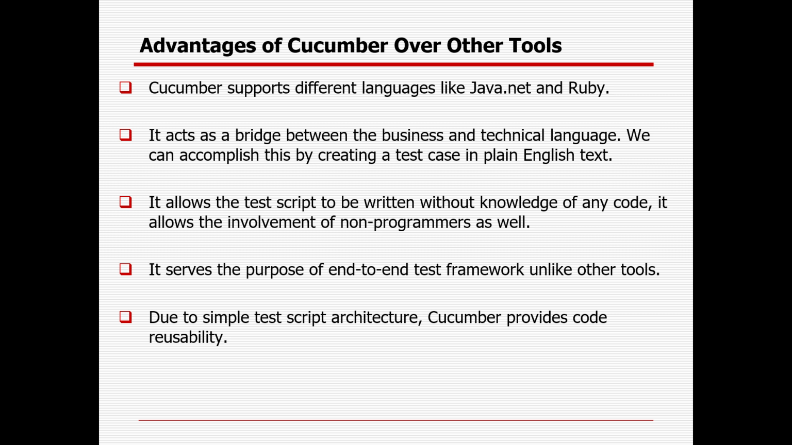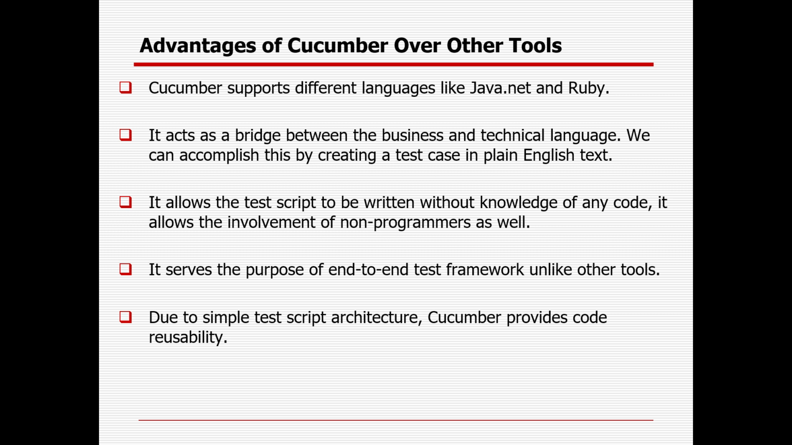Cucumber supports different languages like Java, .NET and Ruby. It acts as a bridge between the business and the technical language. You can accomplish this by creating a test case in plain, simple English text. It allows the test script to be written without knowledge of any code.